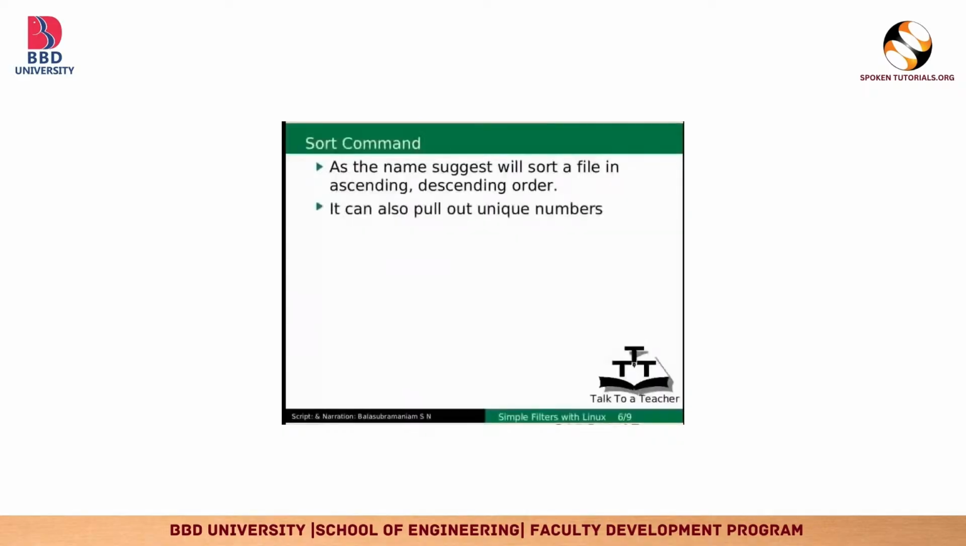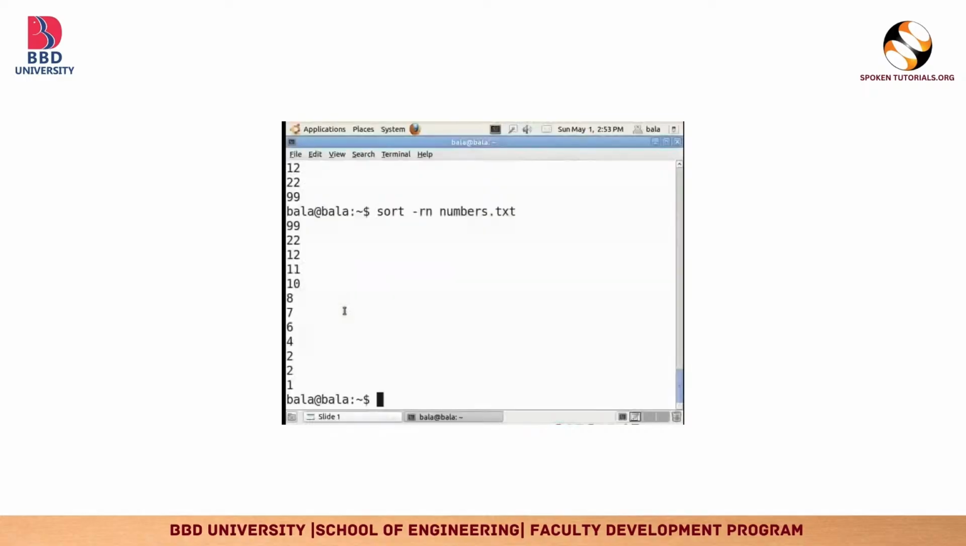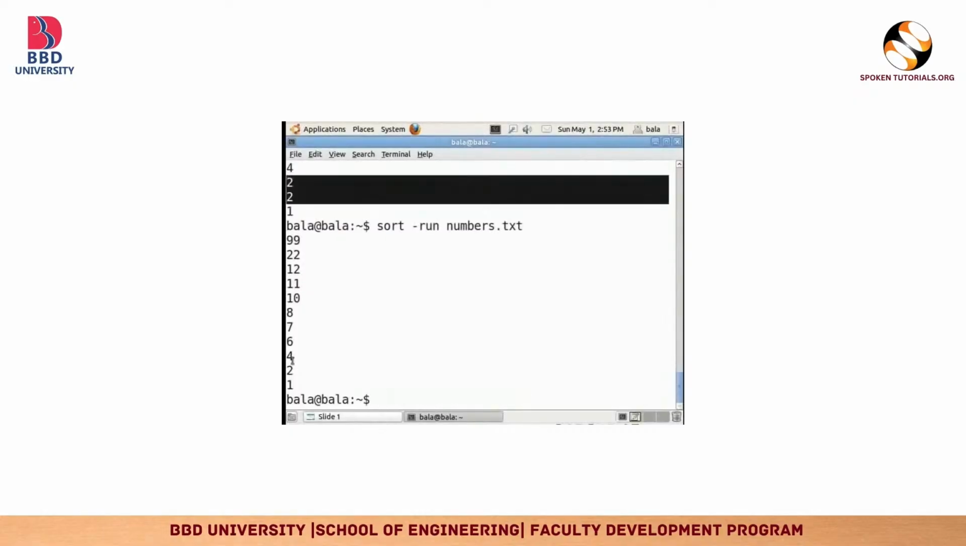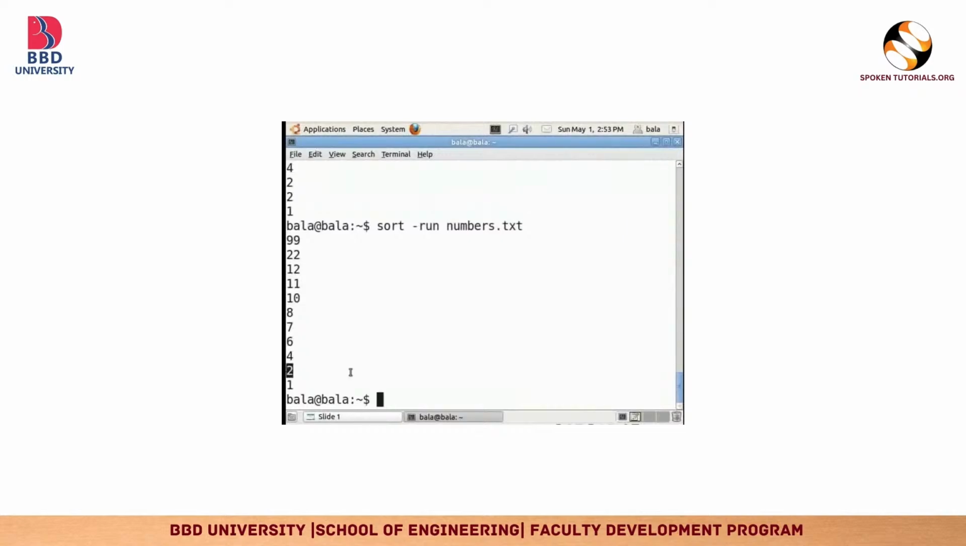We have numbers that repeat in this file. To pull out just the unique numbers, add another option of -u. Go to terminal, up arrow, u, enter. Previously two 2s were displayed, now only one 2 is displayed.